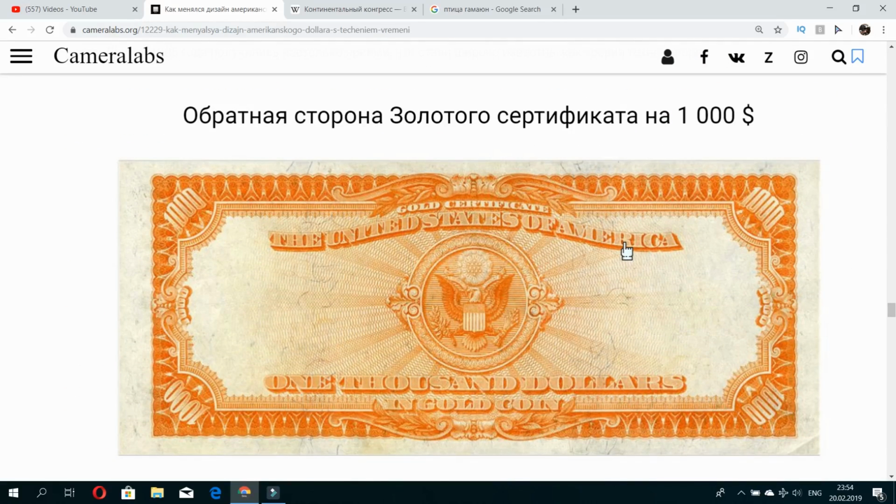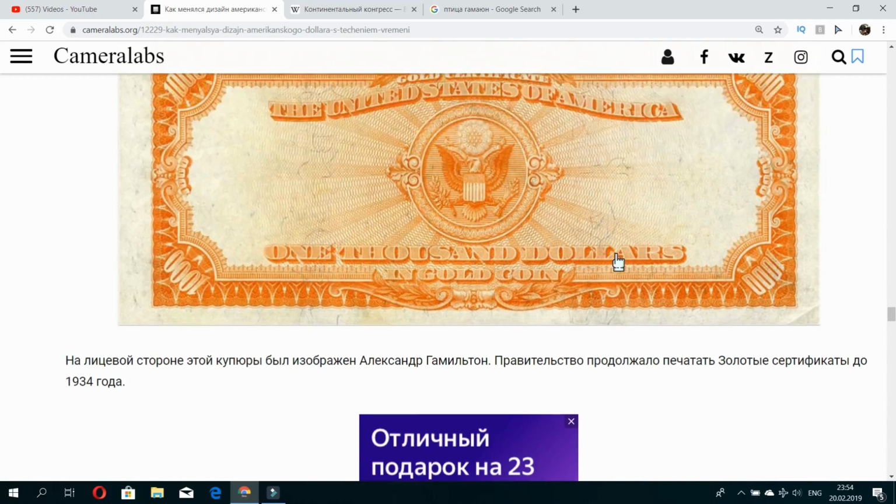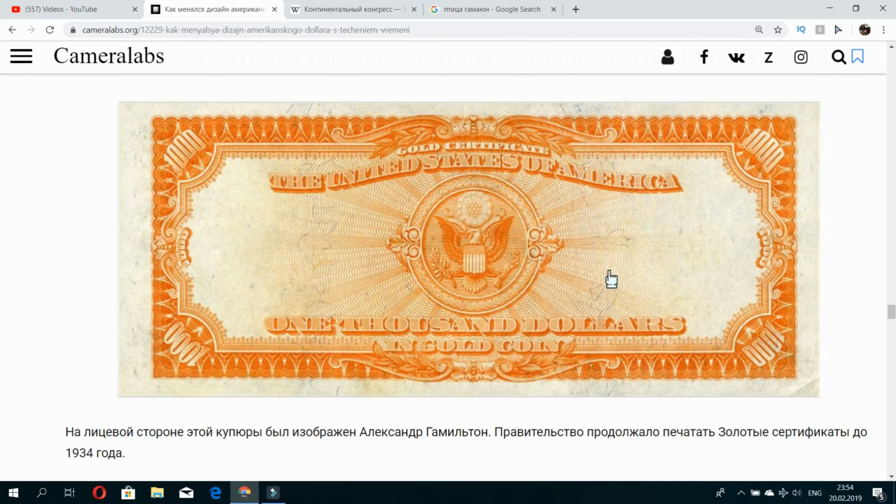Here we have the back side of the gold certificate for $1,000. Also United States of America gold certificate, $1,000 in gold coin. On the front side was Alexander Hamilton. So the government continued to print the gold certificates until 1934.